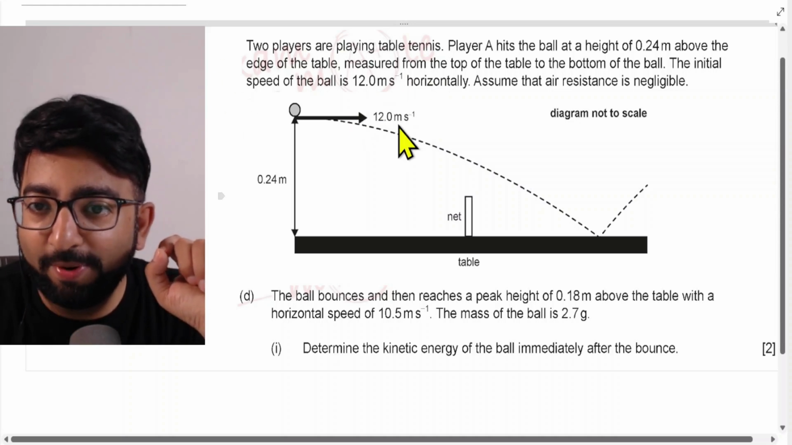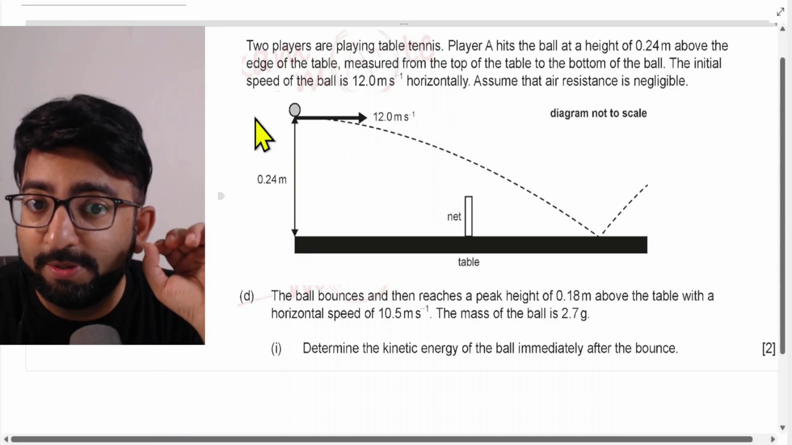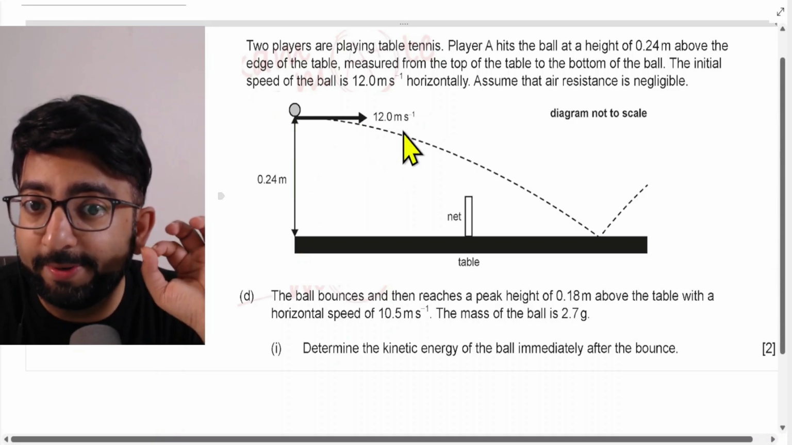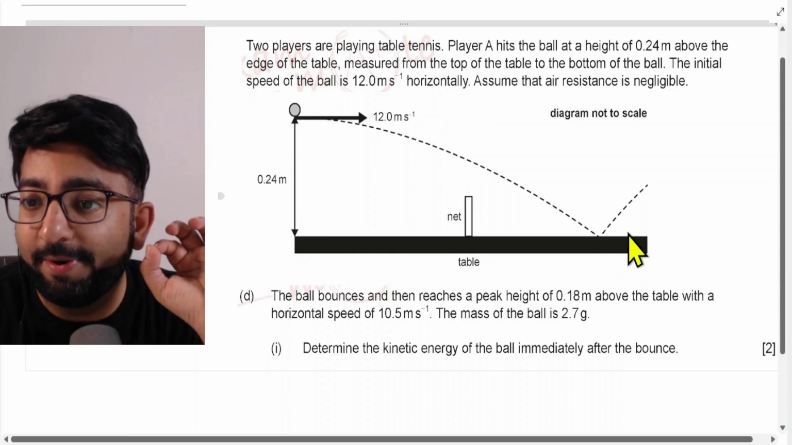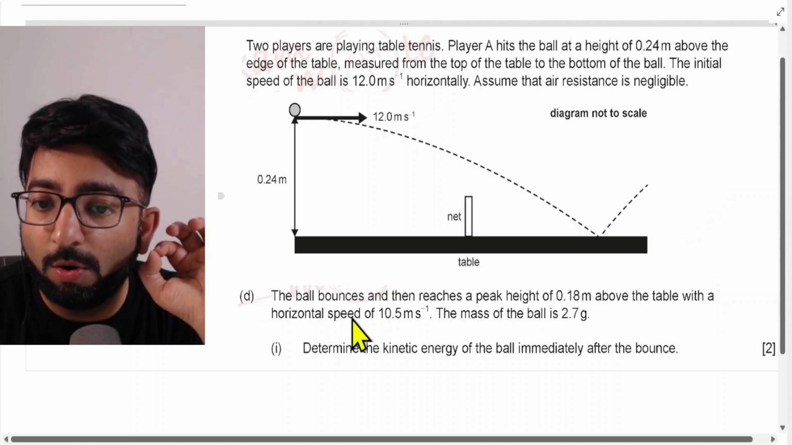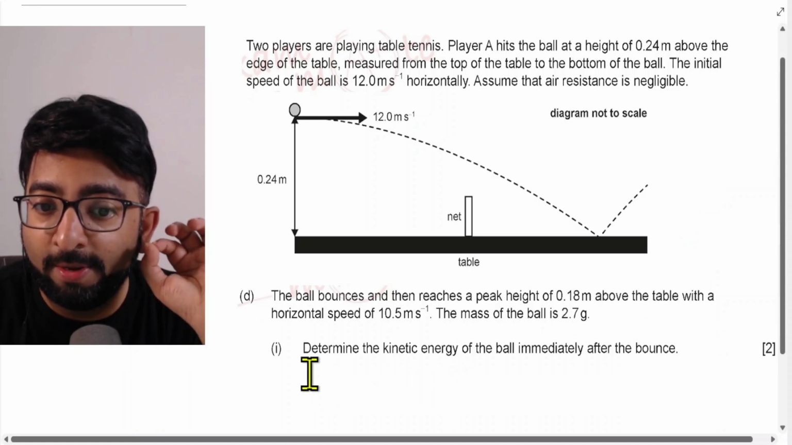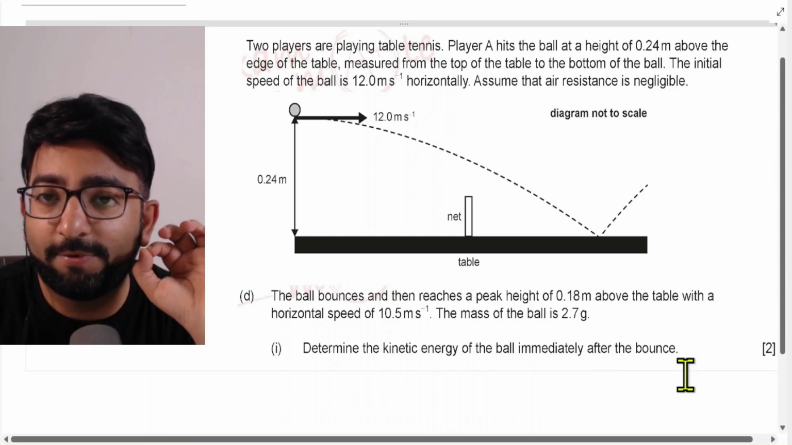Two players are playing table tennis. Player A hits a ball at a height of 0.24 meters above the edge of the table. The initial speed of the ball is 12 meters per second. It is horizontal. The ball bounces and then reaches a peak height of 0.18 meters above the table with a horizontal speed of 10.5. We need to figure out the kinetic energy of the ball immediately after the bounce.